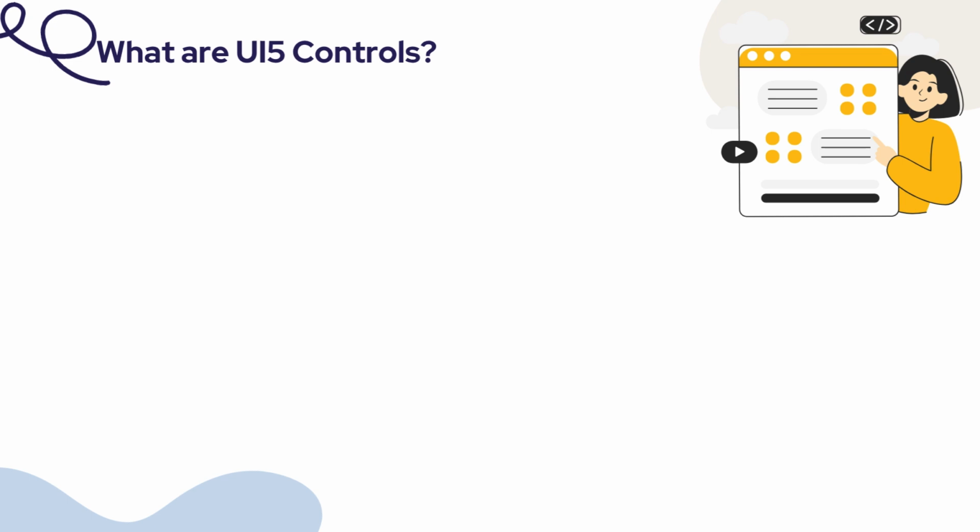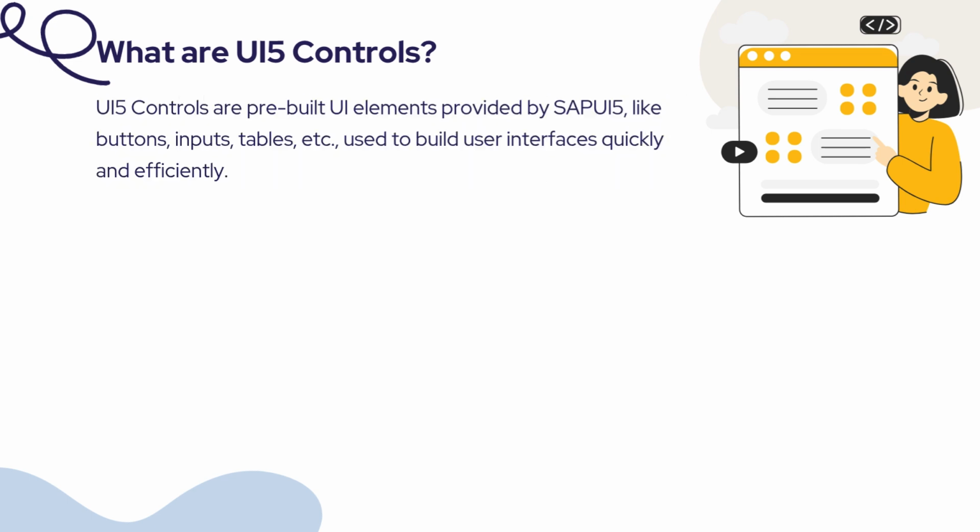What are UI5 controls? UI5 controls are pre-built components like button, input fields, tables, list, dialogues, and more. You just add them to your view, give them some properties, and boom, they are ready to use.